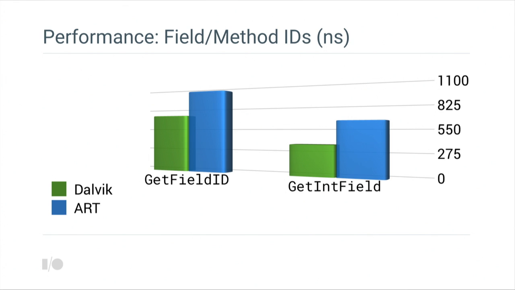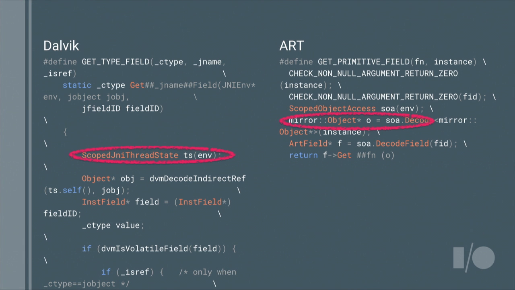And we'll see a trend here. The difference in the cost of GetIntField is a little surprising. Both runtimes actually change the state of the internal thread, and that's what costs a bit of performance here. Although ART actually clarifies what it's doing with scoped object access rather than scoped JNI thread state.